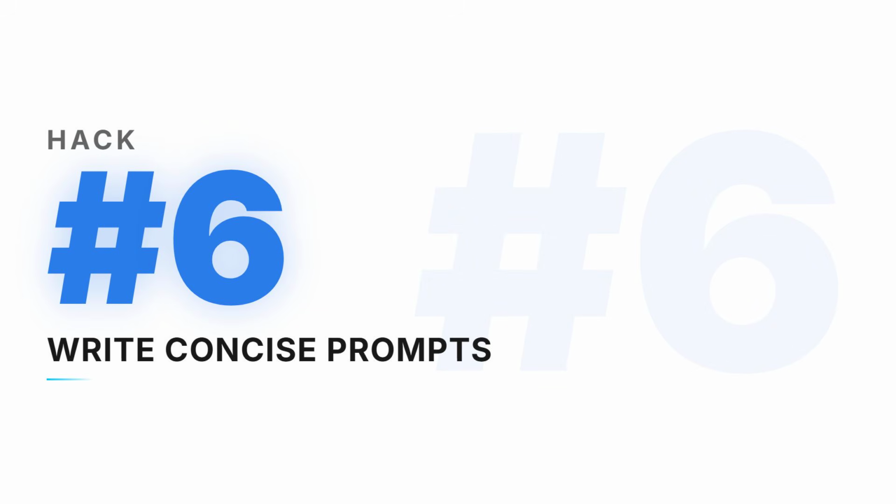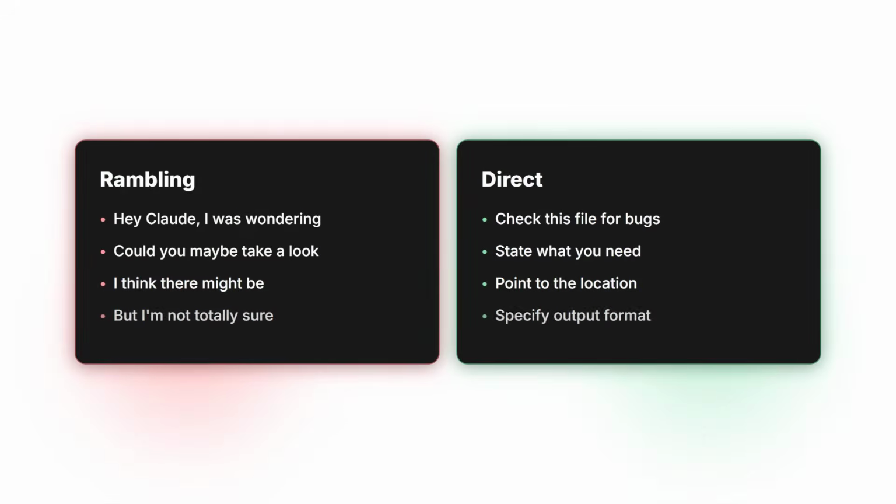Number 6, try to write concise prompts. So the way that you write your prompts to Claude Code directly affects your token usage. So a prompt like, "Hey Claude, I was wondering if you could maybe take a look at the user authentication system and see if there might be any issues with how we're handling the session tokens, because I think that could be a problem, but I'm not totally sure." So obviously in this case, it's burning through tokens on words that add zero information.